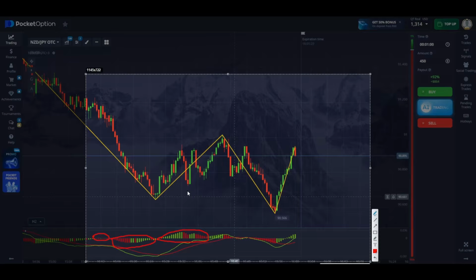Everything is very clear and straightforward. Also, as you can see, I opened my trade when the histogram was small, but at that moment it started to grow. This means that the price will also start moving actively. I hope we figured out the histogram, so let's continue with our trading.